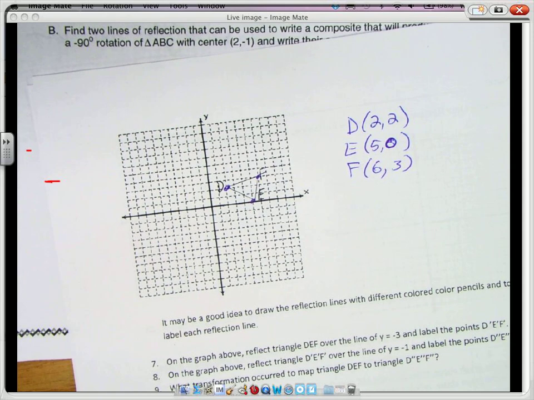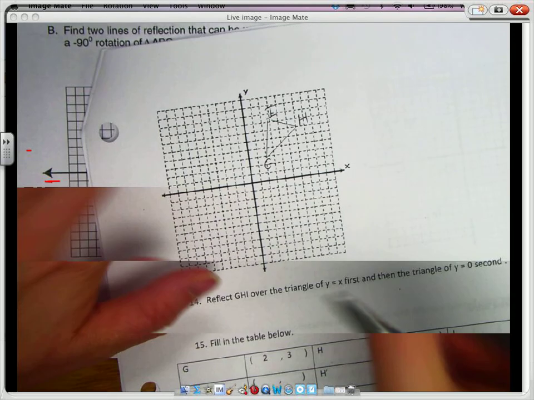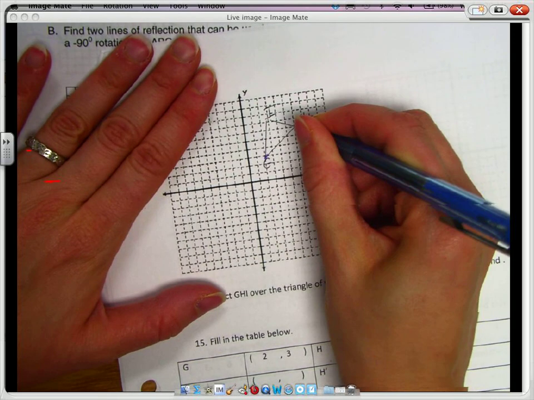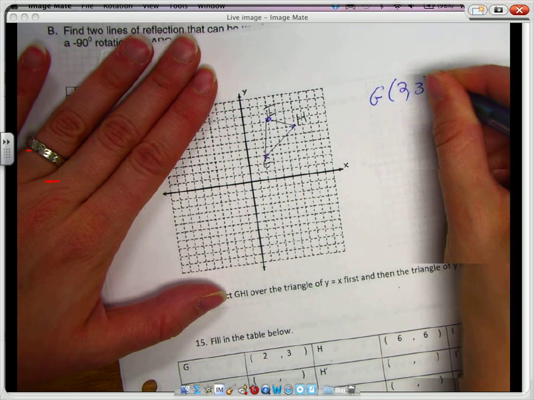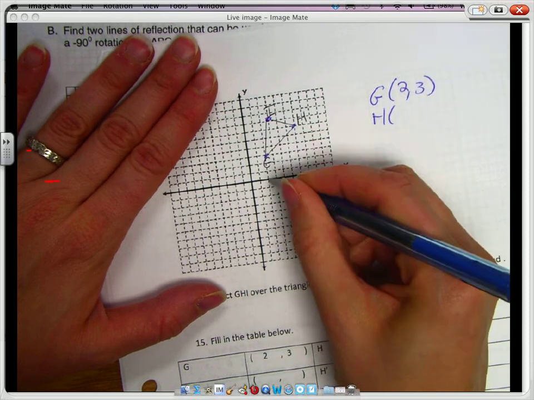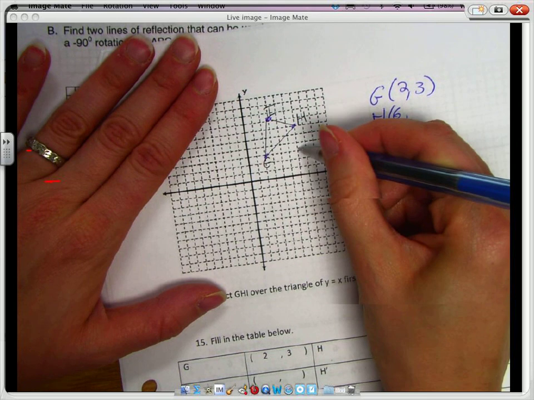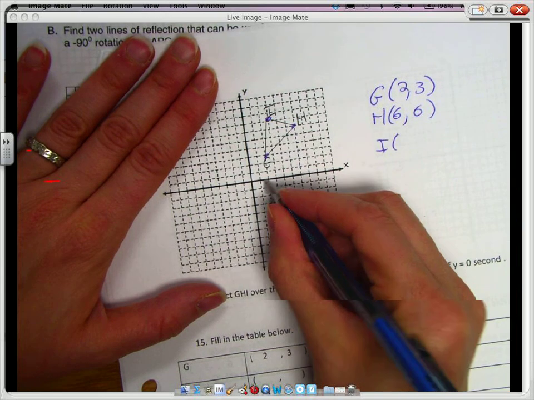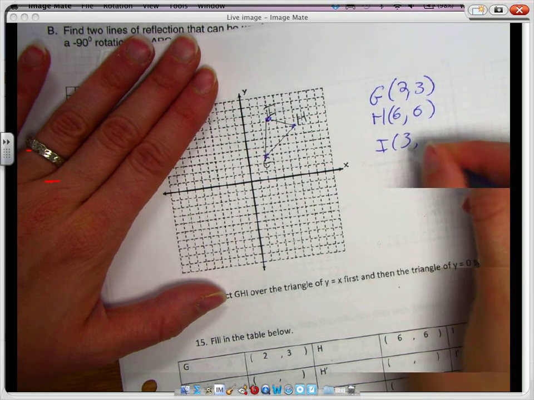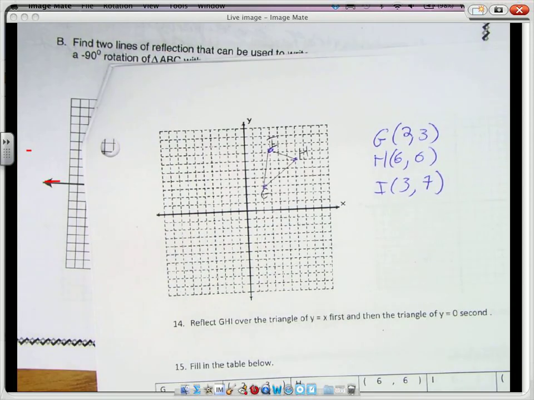All right. Let's look at the next graph. G is at 2, 3. H is at 2, 3, 4, 5, 6. 1, 2, 3, 4, 5, 6. And I is at 1, 2, 3, 7. Okay, G is at 2, 3. H is at 6, 6. And I is at 3, 7.